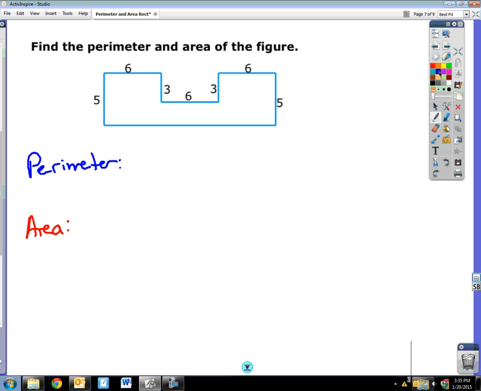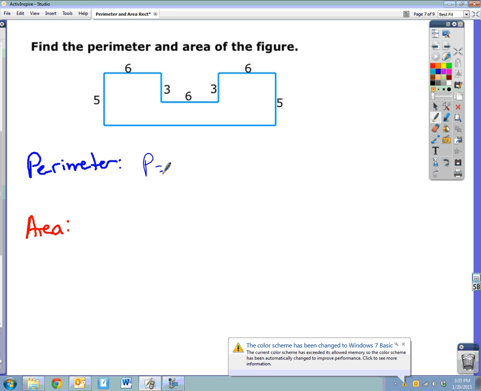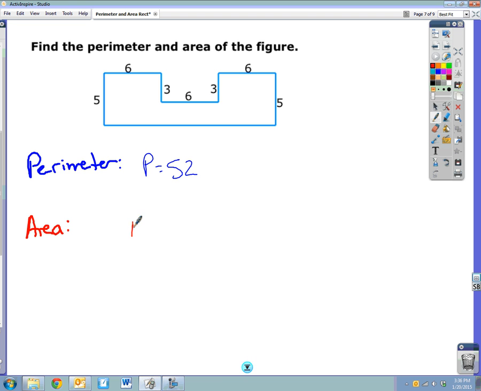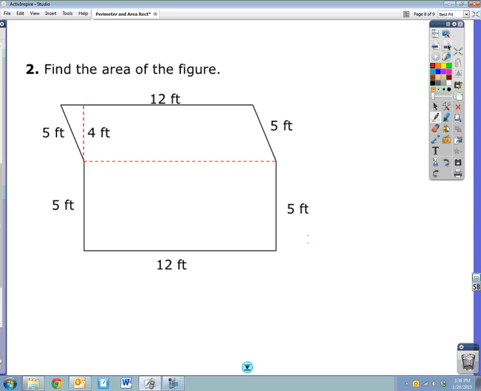Okay, so perimeter. The perimeter of this figure is 52. And if you didn't get that, make sure you click on the links. And the area of this figure is 72. So if you got those right answers, awesome, great. If you didn't get those answers, make sure that you click on the links and follow those examples. Last one, again, find the area of this figure. You can find the perimeter if you want, but the directions are only to find the area. Okay, again, I'm going to assume you paused it, tried it on your own.